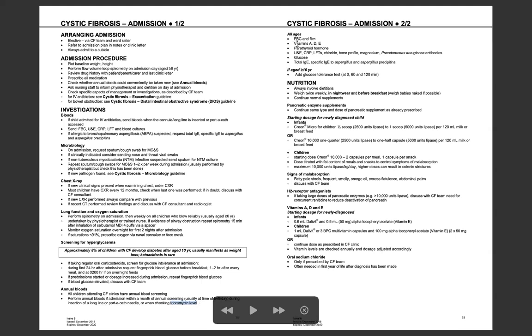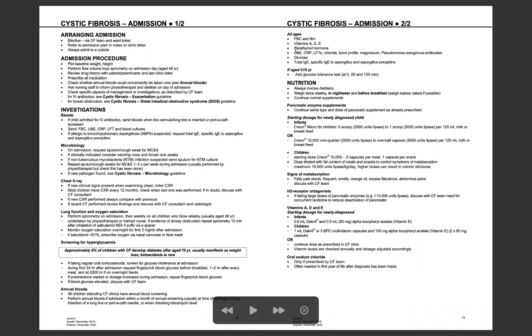So for all ages, what do you do once yearly? FBC and blood film, vitamins A, D, E, because we know there will be loss of fat-soluble vitamins. So A, D, E, and also K. Why did they not mention K here? I don't know. We will monitor PT; we don't check the level of vitamin K.